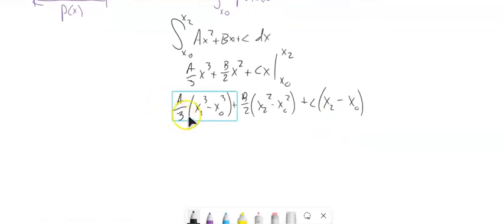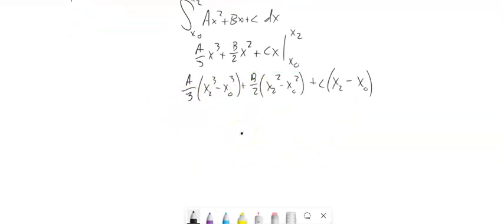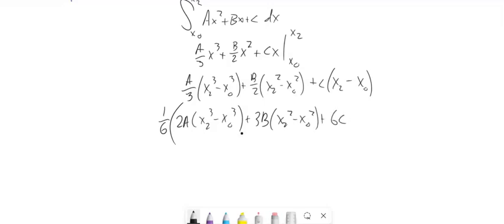And just because I have these nasty fractions in here, if I pull out a 1/6, I'm left with this. This would be 2a. This would be 3b. This would be 6c. Distribute the 1/6 back in here. Notice how this is a third, this is a half, this is a one. So we've taken the sixth out, and that just gives us some whole numbers to deal with.